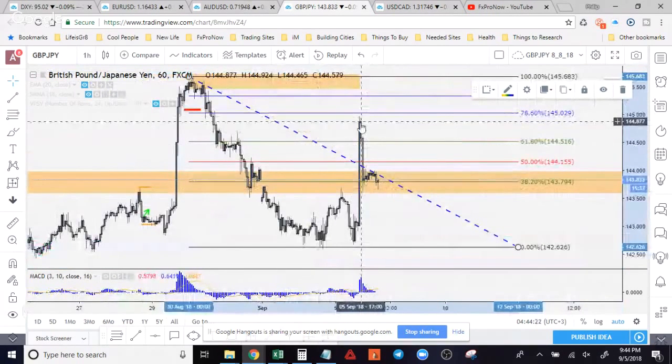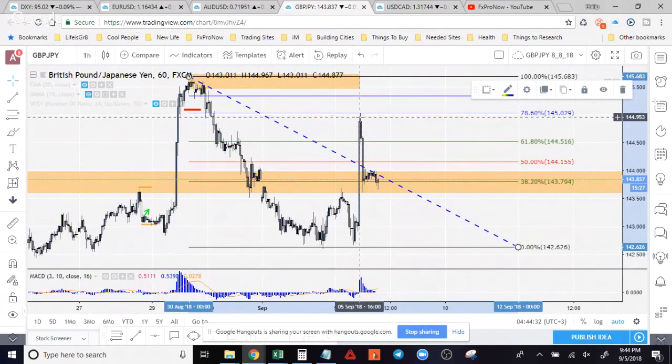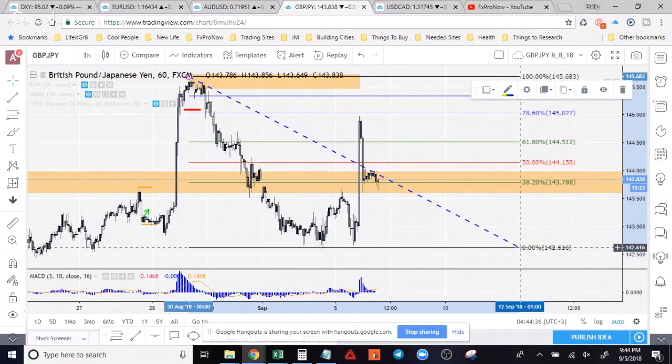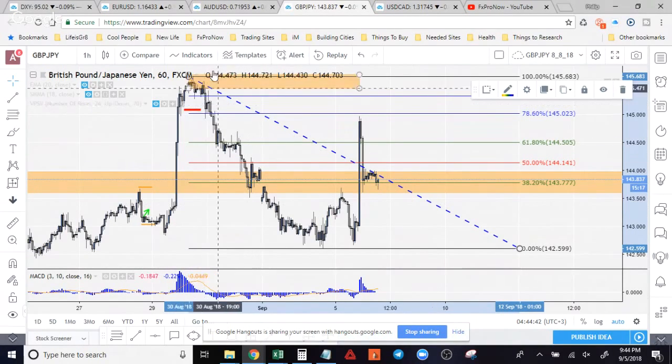Man, that would have been beautiful to get in up here. Anyways, so point A, point B, price closed up here. That's okay, right? Price closed up here, right? 78.6. Man, this would have been everything. So point A, point B, price got to 78.6, okay? That would have been a perfect sell right here.